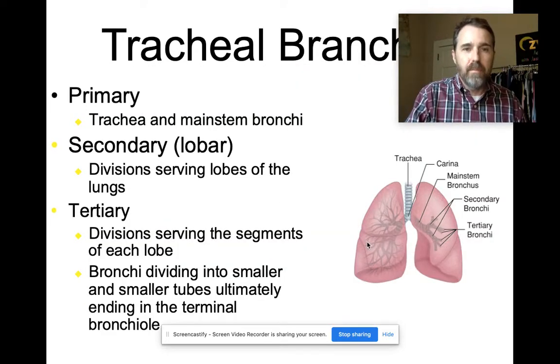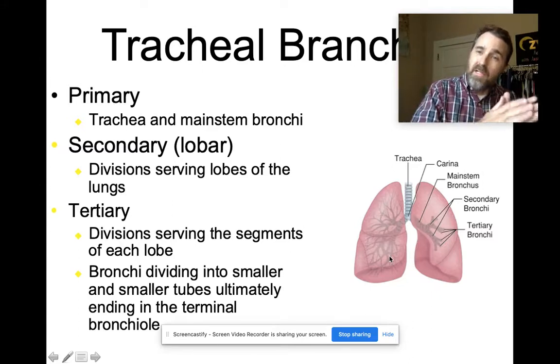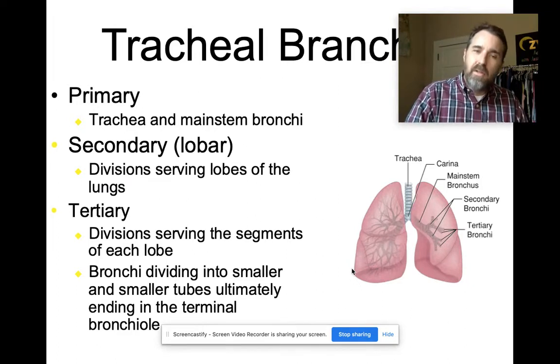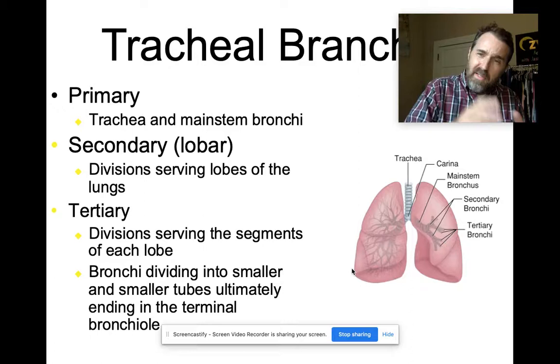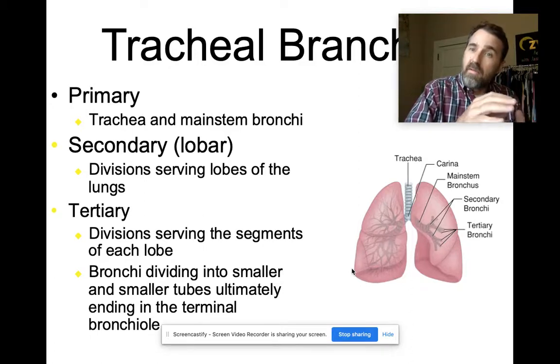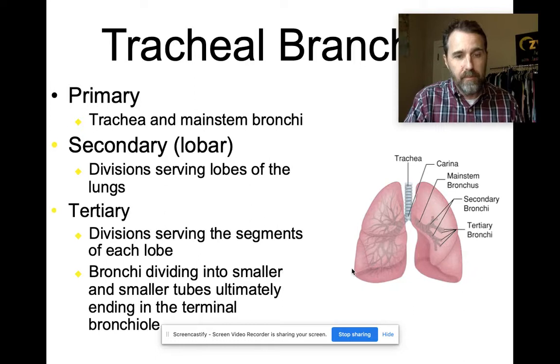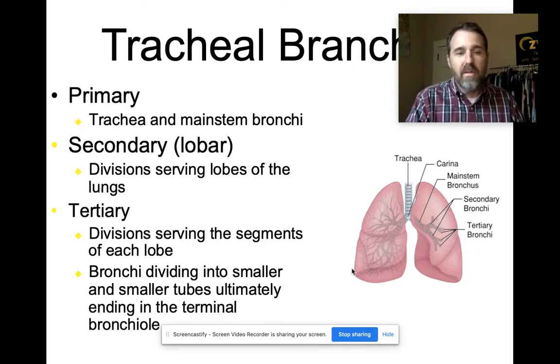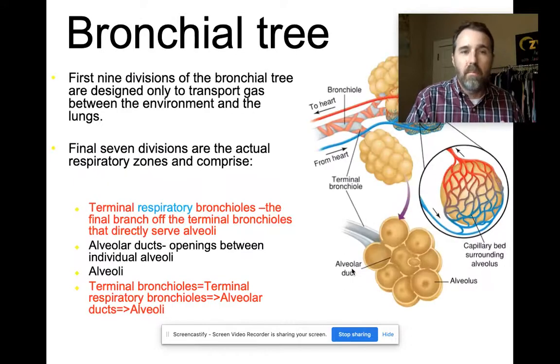So I've already said this. Primary bronchi serve the lungs. The secondary bronchi branch off of the primary bronchi to serve the individual lobes of the lung. Tertiary bronchi branch off of the secondary bronchi to serve specific sections of each lobe. And the bronchial tree divides and divides and divides, ultimately until you end in what is called the terminal bronchiole.